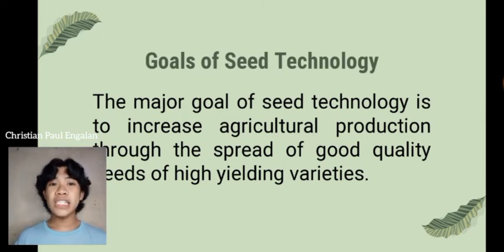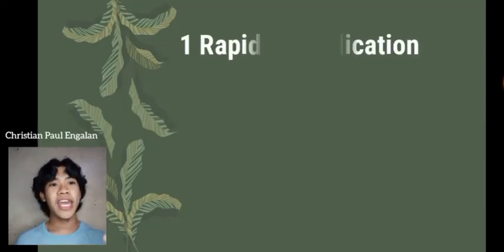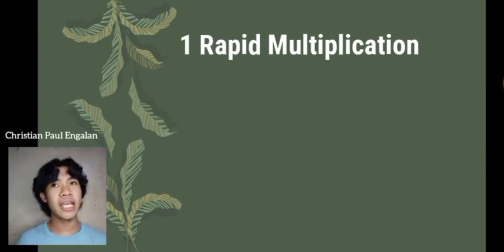So together with the concept of new technologies, seed technology tries to enhance or develop the qualities as well as the production of seed through efficient and effective ways. And the number one goal of seed technology is to have rapid multiplication. When we say rapid multiplication, it means to have a quick or fast way of reproduction of seed varieties.